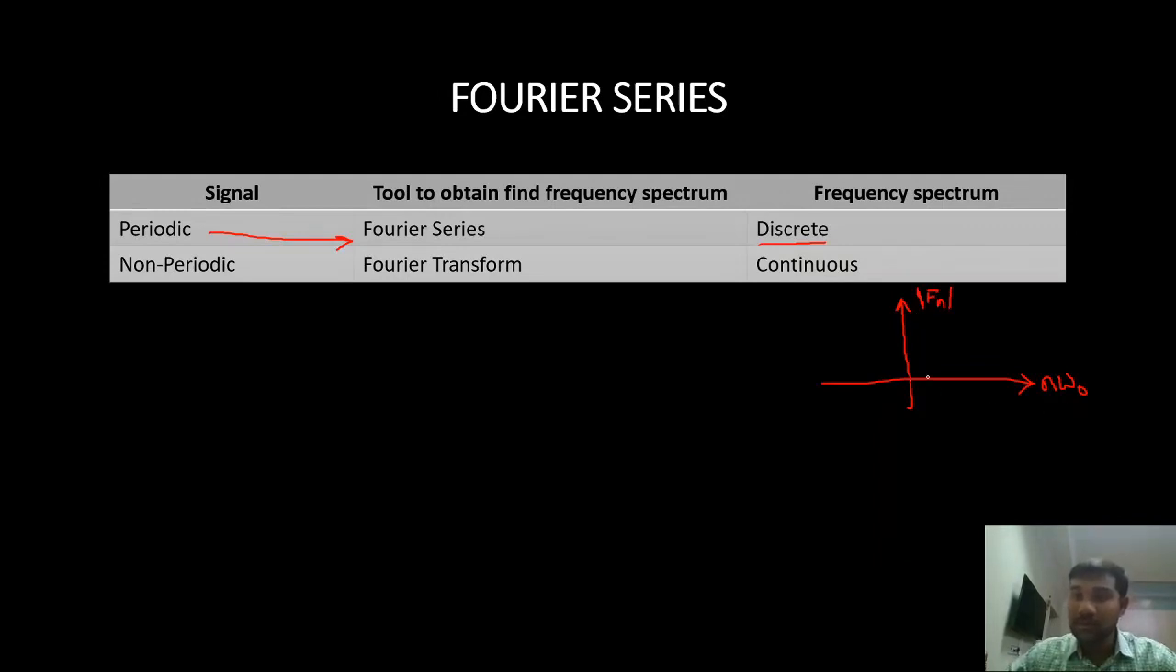So this spectrum will generally be discrete in nature. It will not be continuous. We'll also see in this video how it will be discrete. It will only be present at discrete frequencies. For a non-periodic signal, when you use Fourier transform, we get a continuous frequency spectrum, which we'll analyze in the second unit.